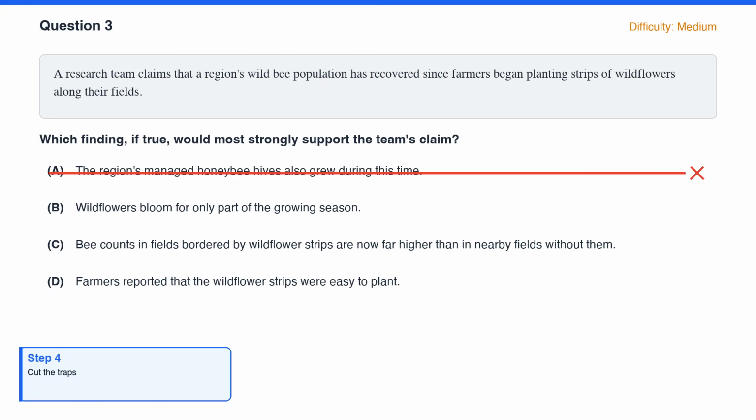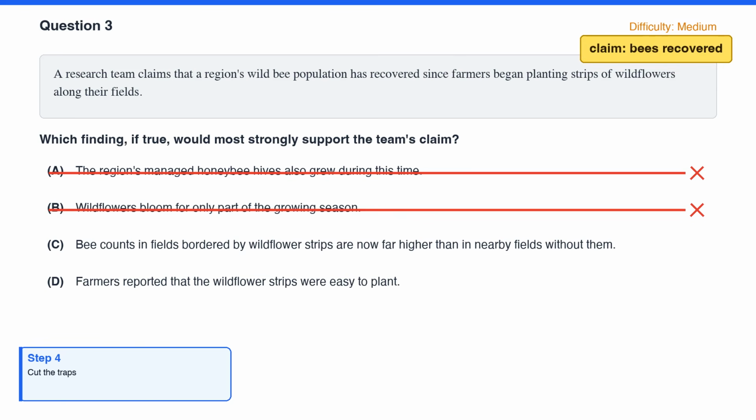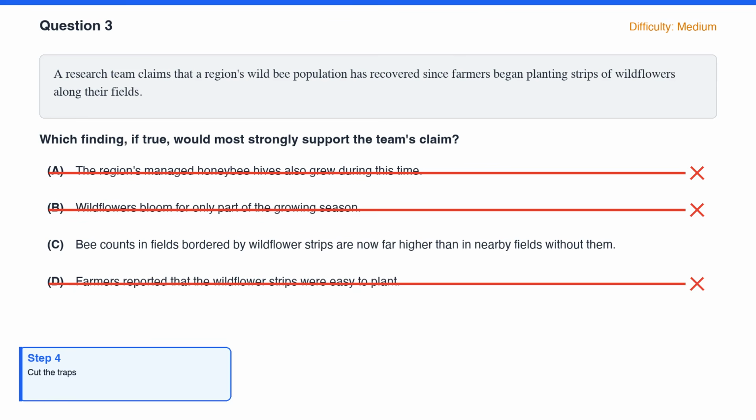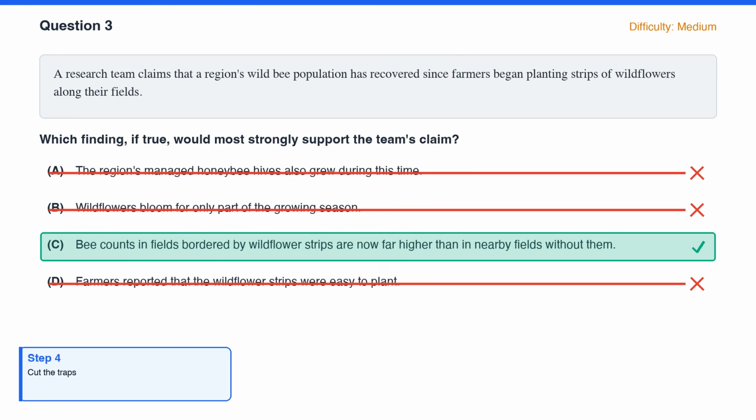Choice B, wildflowers bloom only part of the season. That says nothing about whether bees recovered. Cross it. Choice D, the strips were easy to plant. Ease of planting, not bee numbers. Tangential. Cross it. Choice C, bee counts are far higher in fields bordered by strips than in nearby fields without them. Same subject. Direct link. Answer C. Choice A is the classic same topic trap. Bees, growth, the right era. But managed hives, not the wild population the claim is about.